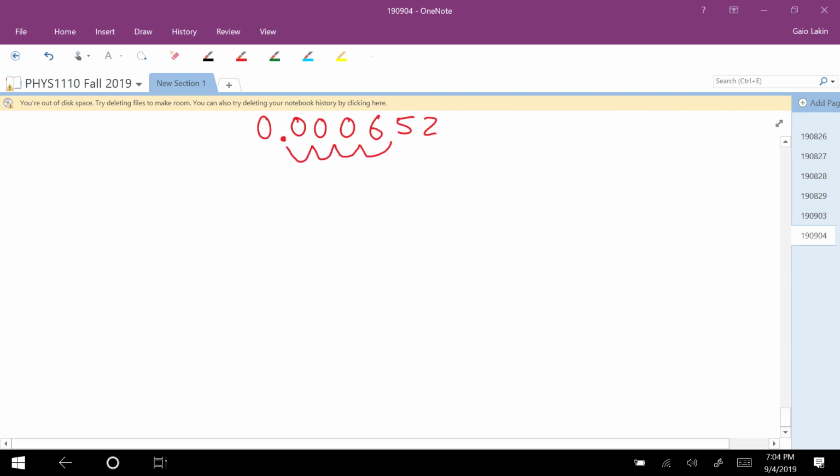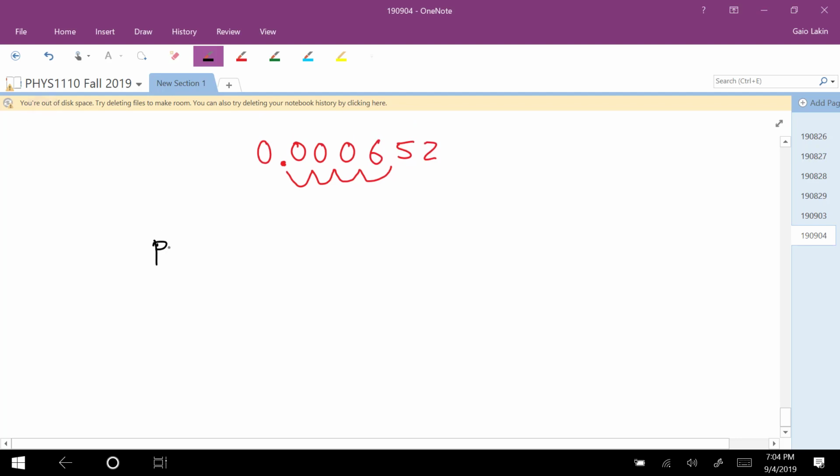Okay, the last thing that I need to talk about today is prefixes for units, like kilo and deca and that kind of stuff. So prefixes for units.